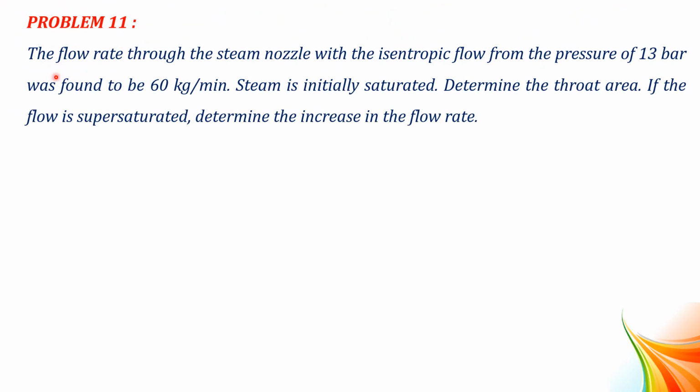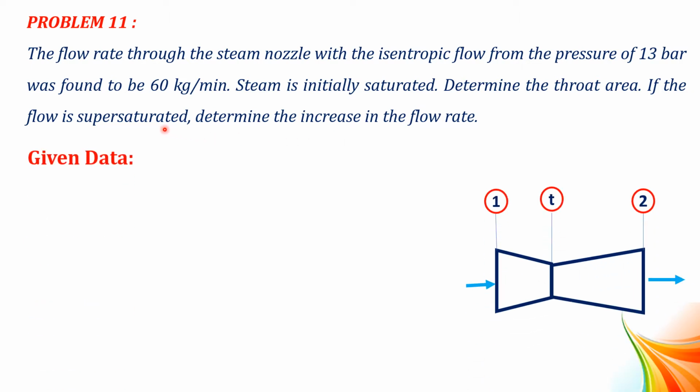Problem 11. The flow rate through the steam nozzle with the isentropic flow from the pressure of 13 bar was found to be 60 kg per minute. Steam is initially saturated. Determine the throat area. If the flow is supersaturated, determine the increase in flow rate.